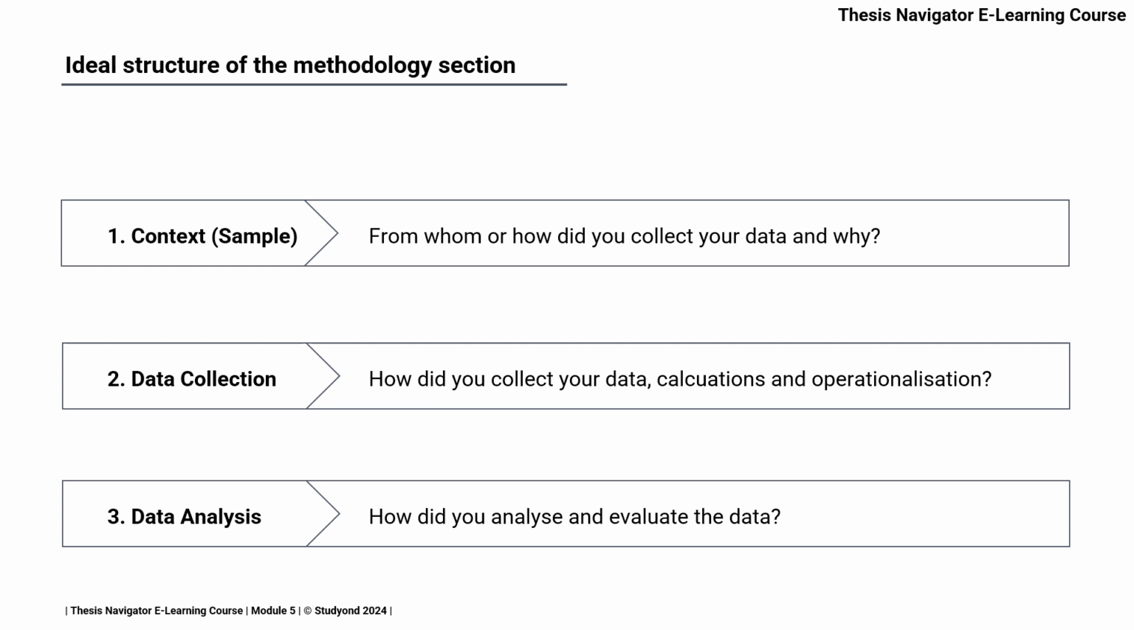Firstly, the research context and/or sample are described. This means you explain from whom or what you have collected data and why. Secondly, it's specifically about the data collection. Here you describe how you collected the data for your analysis, and if you have taken a quantitative approach, for example, you also describe how you calculated your variables. Thirdly, it involves data analysis, meaning you describe how you analyzed and evaluated your data. For quantitative papers, this could involve regression analysis, and for qualitative works, specific coding procedures for evaluating interviews.